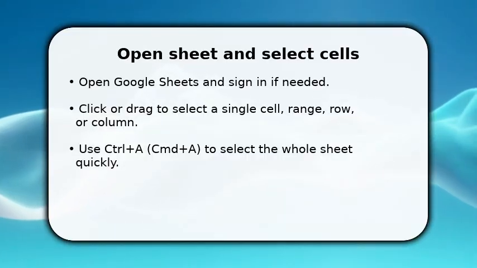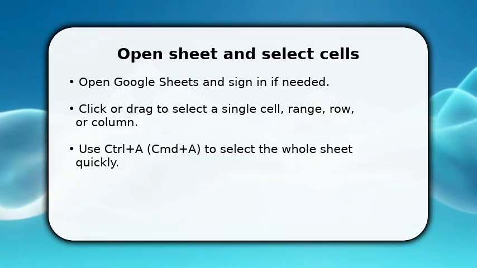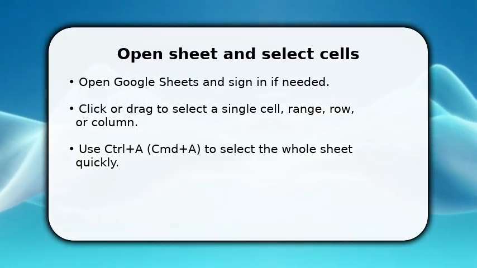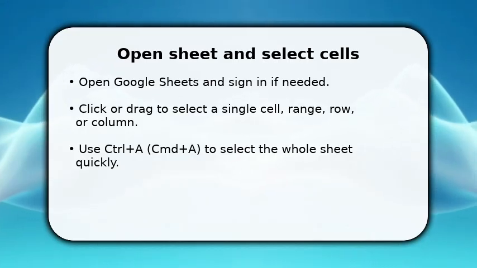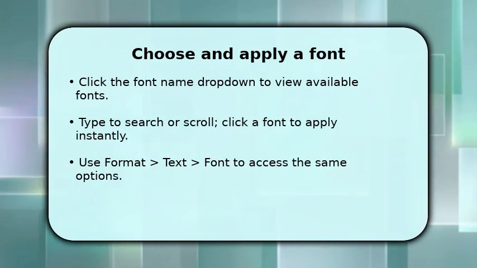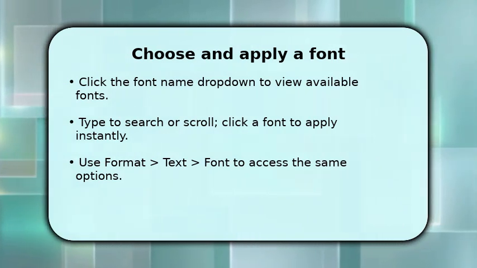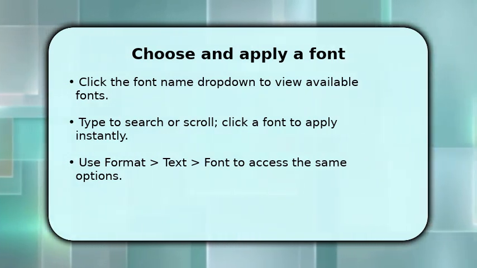You can select a row or column header to apply fonts to many cells at once. Start with a small range to preview the result before applying sheet-wide. Now choose the font. Click the font drop-down and pick one you like. You'll see an instant preview in the selected cells, so you know how it looks before committing.